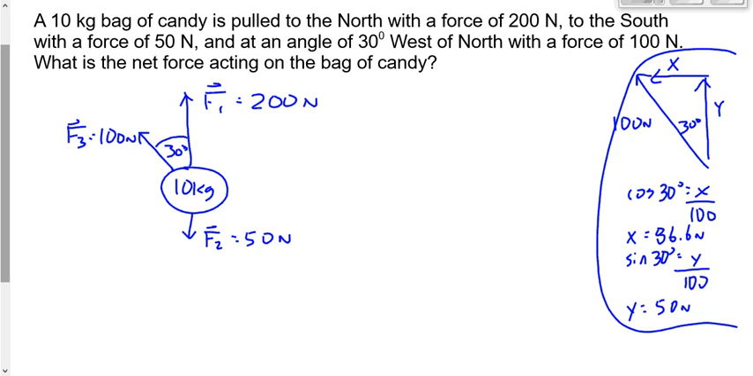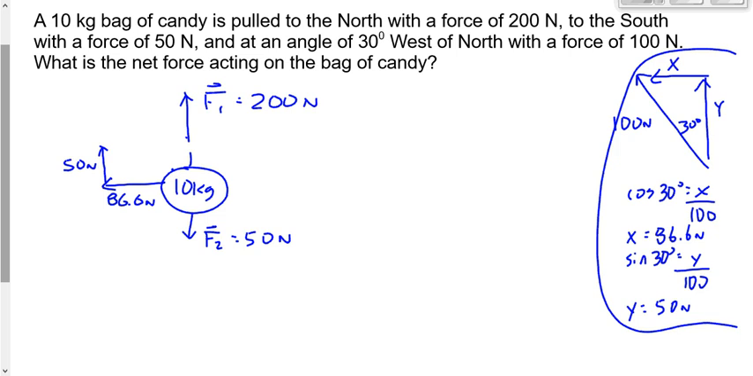Now, I think what I'm going to do here is actually erase that 100 newtons because, remember, it's dead to us. We never want to see that 100 newtons again, right? We're never going to use it. We resolved it into x and y. Let's just get rid of it. We have an x that's 86.6 newtons to the left, and we have a y component that's 50 newtons up.